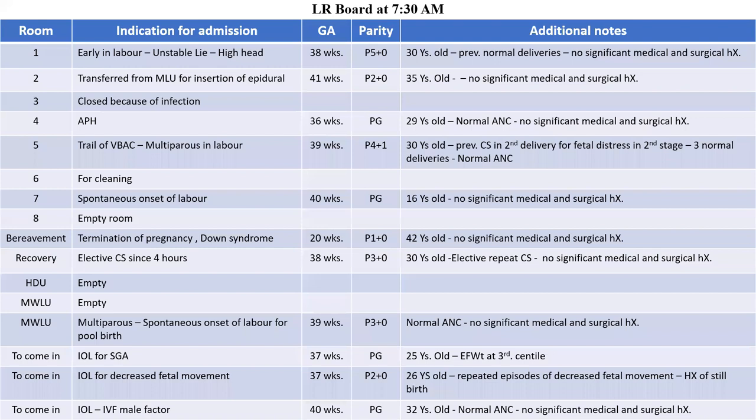Example, if we will take the first case here, when you are going to discuss this case, you will say the situation here. Don't say the word situation, just mention it in one sentence. So I'm explaining now, where is the situation? The situation, this is Para 5 at 38 weeks. She's early in labor and with high head. What's her background? This lady is 30 years old. All the previous deliveries were normal. She has no significant medical or surgical history.